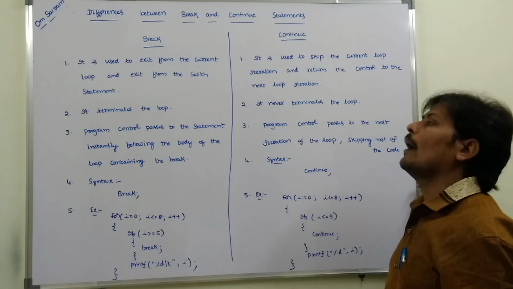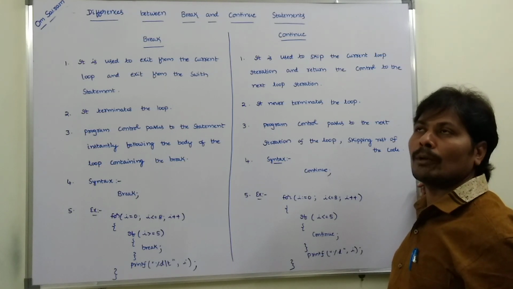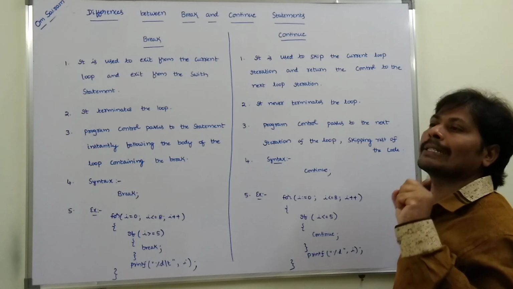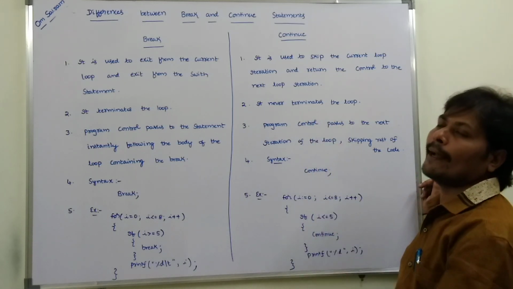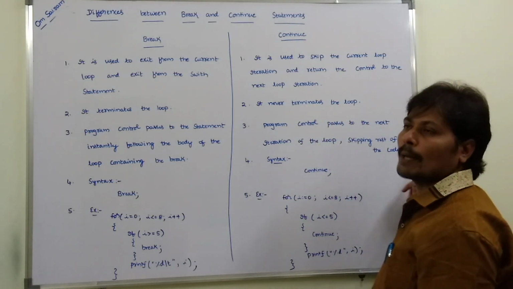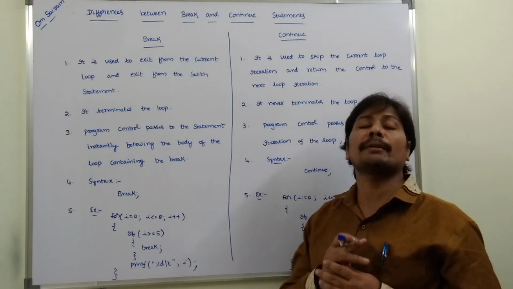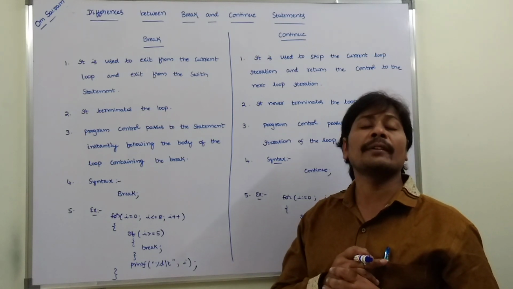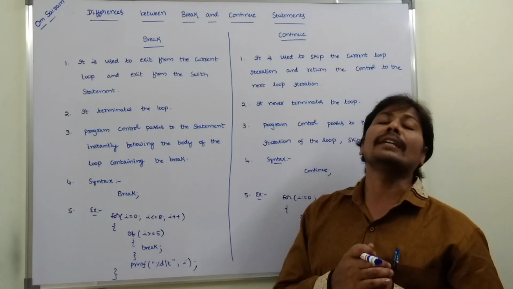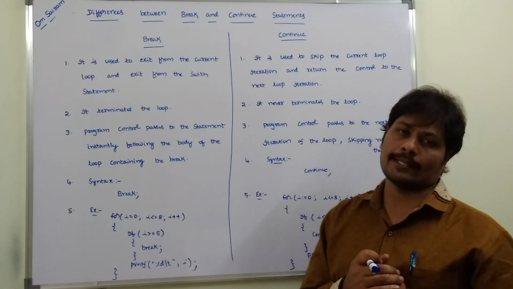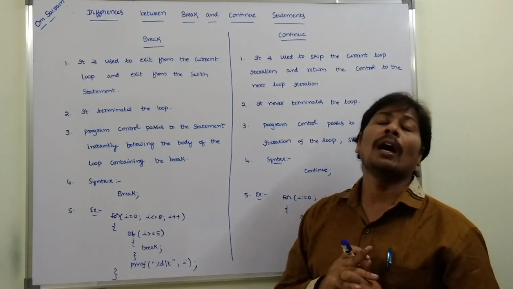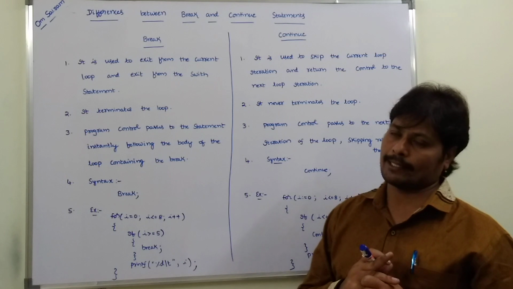Whatever the program control is there in the loop, that loop is terminated by using the break statement. But with the continue statement, we do not terminate the loop. It is continuously running until the condition is false. Because of that, it never terminates the loop until the condition is false.